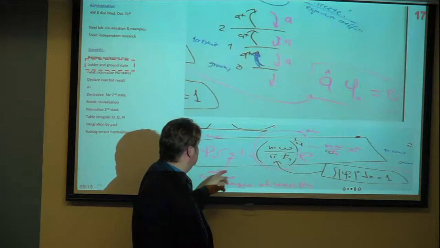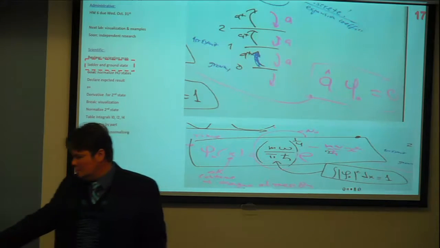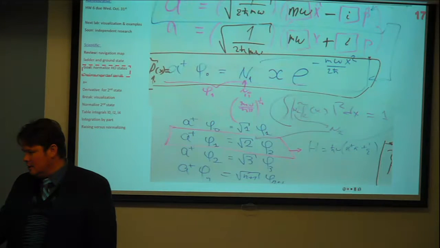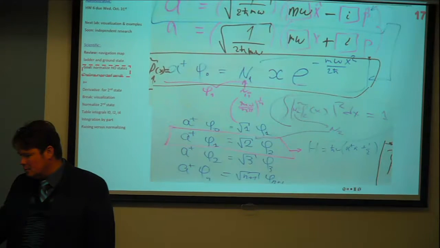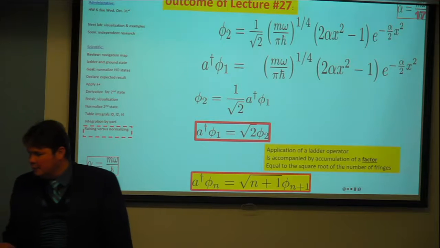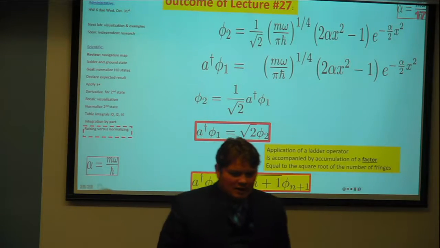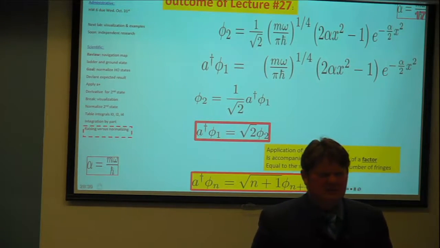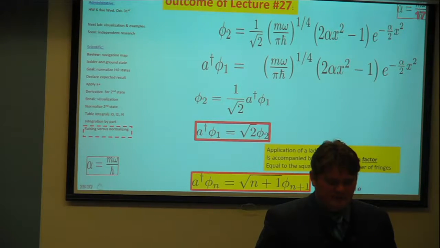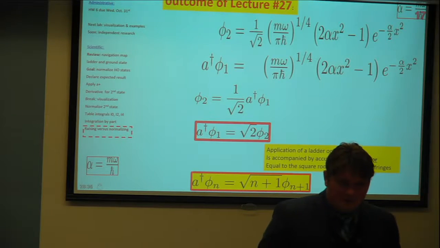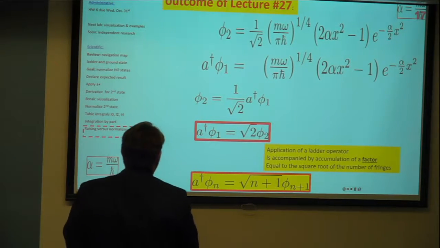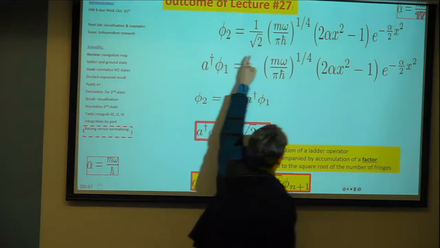The ground state is Gaussian, is normalized. And we have summarized, this one is better. We have summarized our effort in the week and a half of previous exercise in this slide.